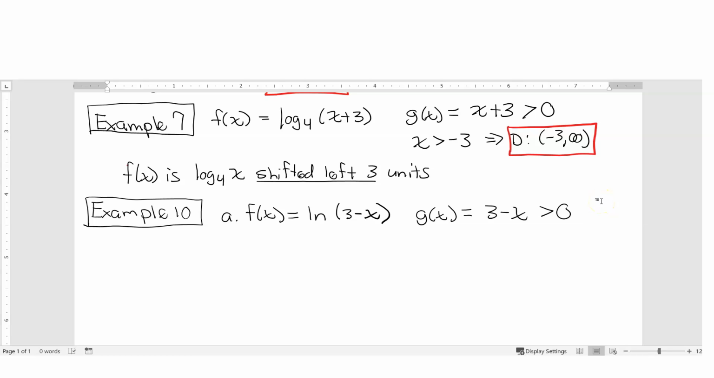So now, to find the domain of this function, we have 3 minus x greater than 0. I'll add x to each side. So this inequality will be 3 greater than x. If you want to turn that around, you can. That's x less than 3. And so in our domain notation, that will be minus infinity to 3.